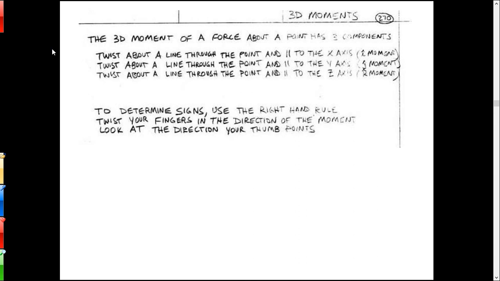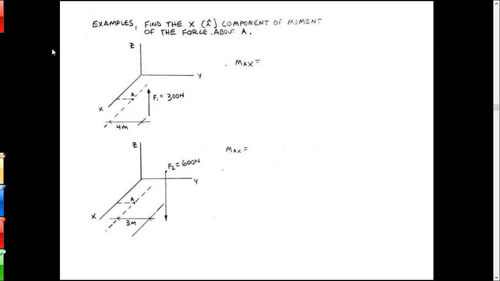So an x moment is a moment about the x-axis. Same thing with the y and z moments. They're moments about the y and z axes. So you twist your fingers in the direction of the moment and then look at which way your thumb points on the axis, either positive or negative. Okay? So let's have a look at these.